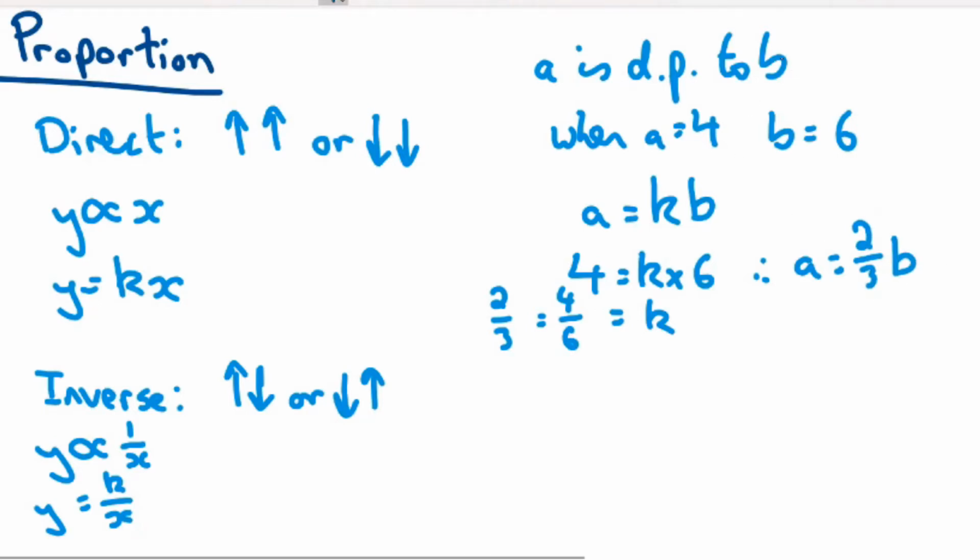What if, however, it hadn't been directly proportional to b? It had been directly proportional to b squared, making that b squared here, and this 6 squared here. That would mean that when we divided the 6 squared over, that's actually going to be 4 over 36, which simplifies to 1 over 9. So this would actually be 1 over 9 b squared.